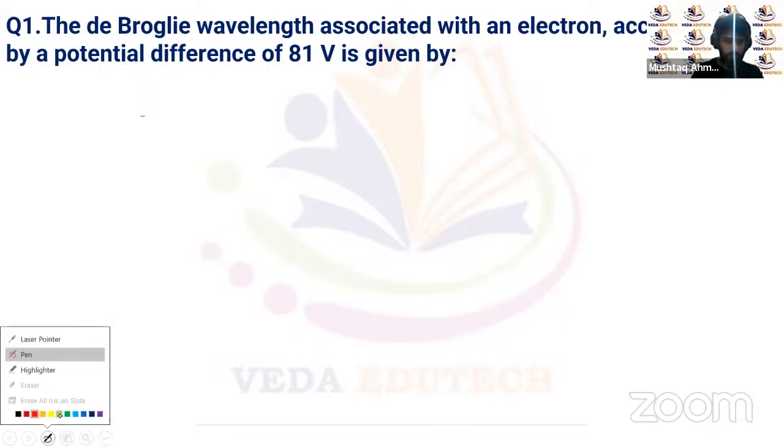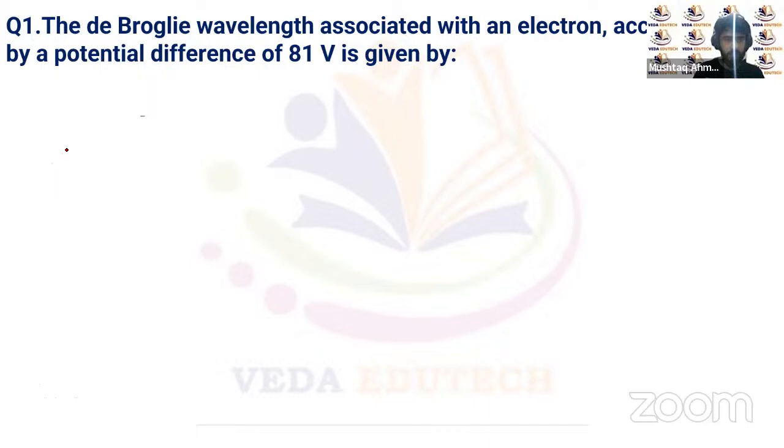We know that the de Broglie wavelength, lambda, is equal to h upon p, right? Here p is the momentum, and h is the Planck's constant. And p is the momentum of the particle. So this is how we can calculate the de Broglie wavelength of any object.